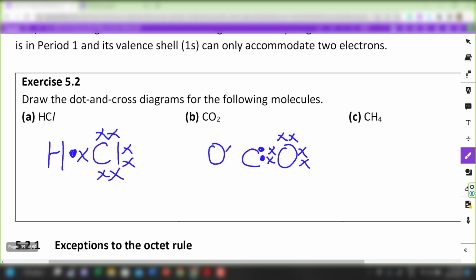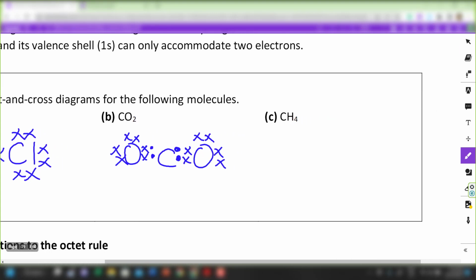So because of that, we're just going to repeat it for the oxygen on the left, and that's it. So this will be the dot and cross diagram for CO2. Do take note that for period 2 elements, we are only looking at a maximum of 8 electrons in its outermost shell. It can't have more than 8. This is pretty much similar to what you learned in secondary school. Okay, so do remember that.